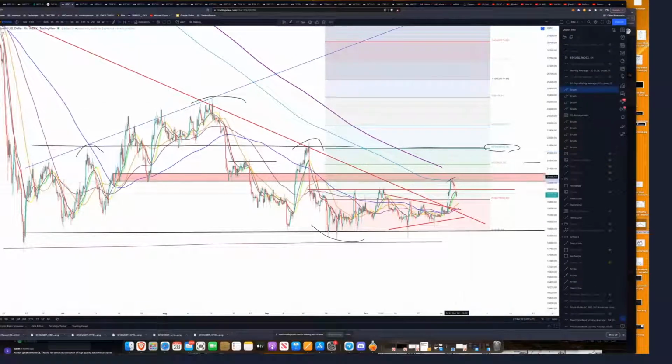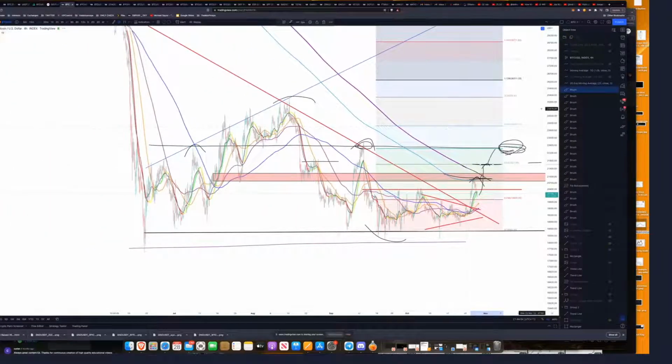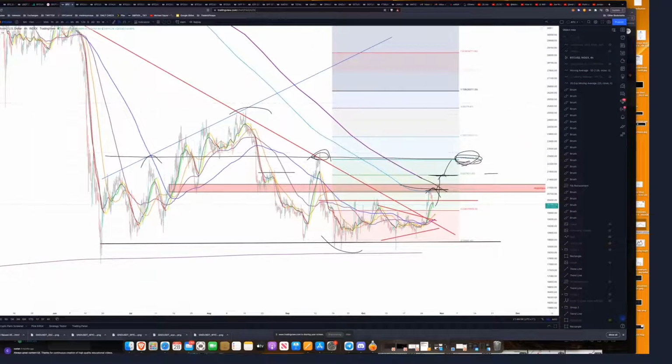So if we were to break this level, these moving averages have a lot to say about it. It's going to be hard, but if we do break above it, then this level is a 618, and I do think if we break this level, we are going to reach that. We could have a dead cat bounce, but when we look at this structure, you can agree that it could be a fake out. It could go like that.